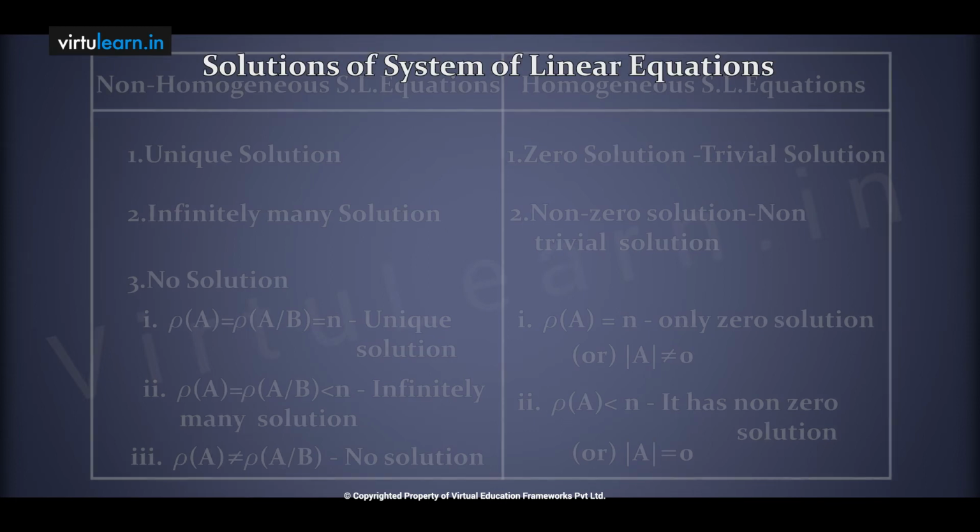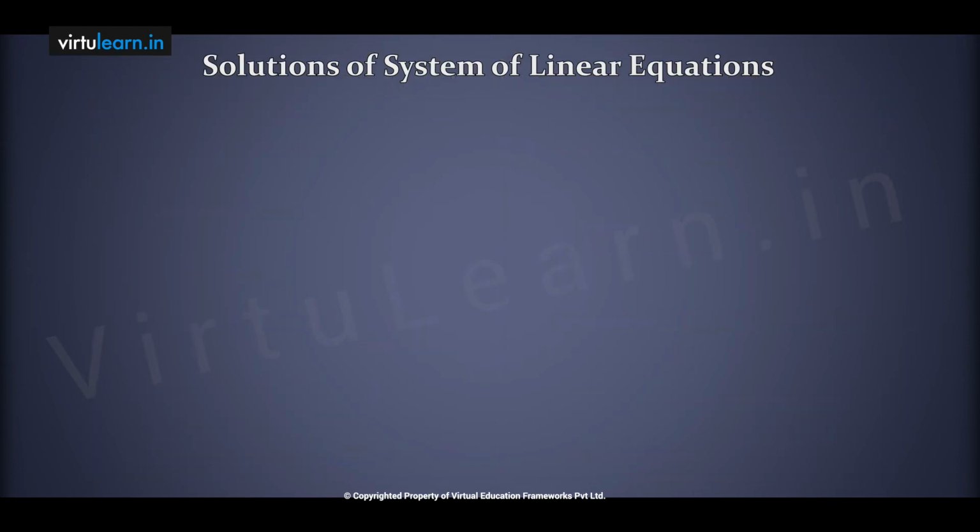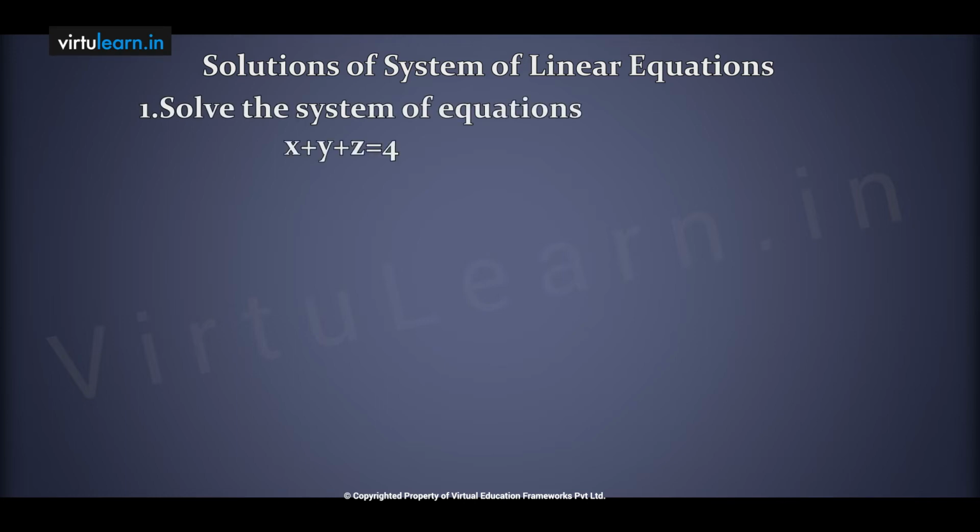First problem, a non-homogeneous system of linear equations. Solve the system of linear equations: x + y + z = 4; second equation, 2x + 5y - 2z = 3; x + 7y - 7z = 5. Now once again I am writing the given system of linear equations. Here, write those three equations. These are the three equations.